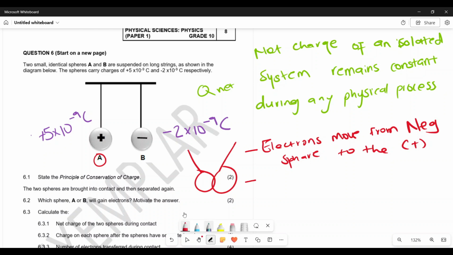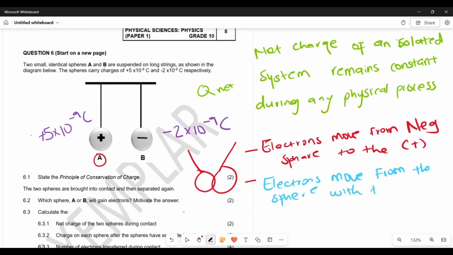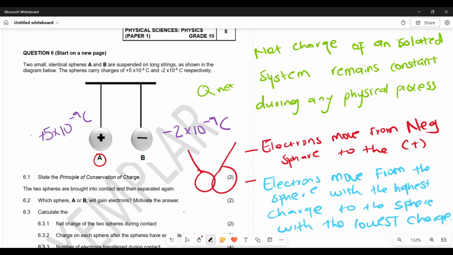Now, for the second reason that you may give, let me start by writing down the other reasons. So your electrons move from the sphere with the highest charge to the sphere with the lowest charge. Now, when you're determining the size of your charge, you do not take into consideration the signs which are here. So these signs, they are there to determine your direction, basically to determine whether your two spheres would attract or would they repel, right?